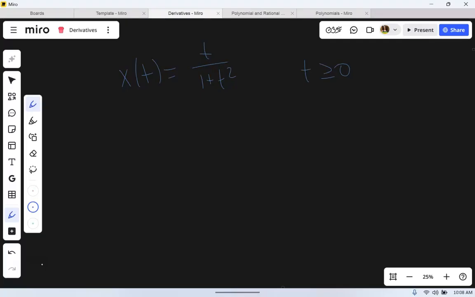So velocity, I tend to always start these out by doing this, velocity. Now this is a fraction, so to find the derivative, what do I have to do? A quotient rule. So derivative of the top times the bottom. No. Why? Top times derivative of the bottom.